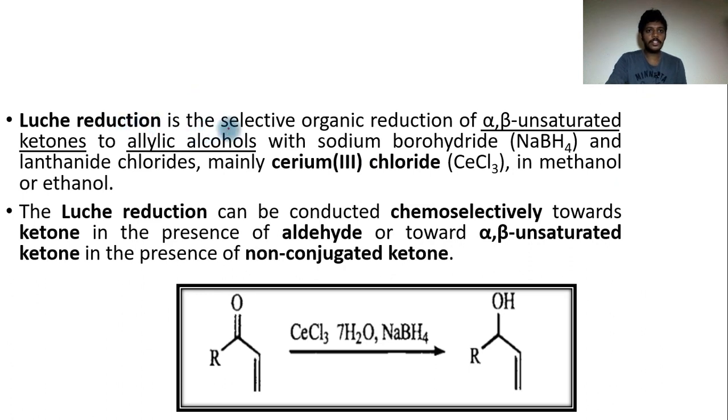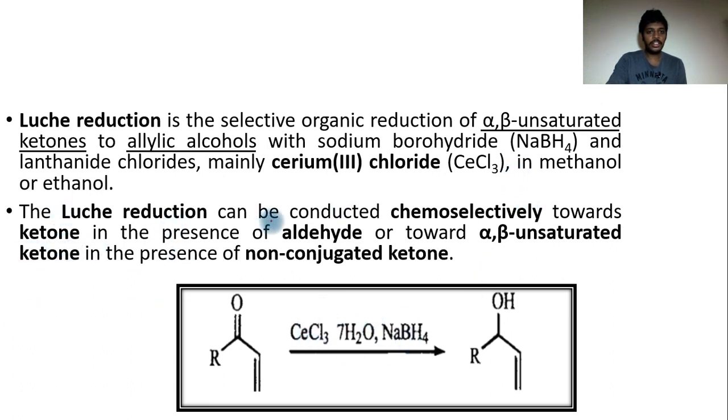Luche reduction is the selective organic reduction of alpha beta unsaturated ketones. This is an alpha beta unsaturated ketone. It is converted into an allylic alcohol, and this is an allylic alcohol. The reagents are sodium borohydride and lanthanide chlorides, mainly cerium(III) chloride, which is CeCl3, in methanol or ethanol.